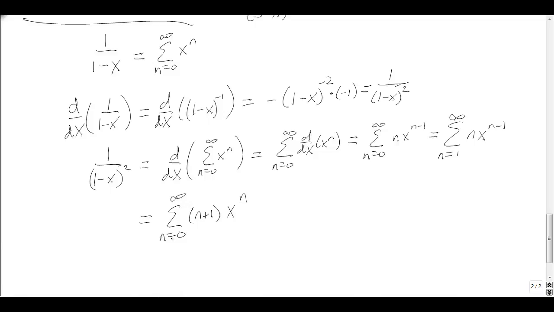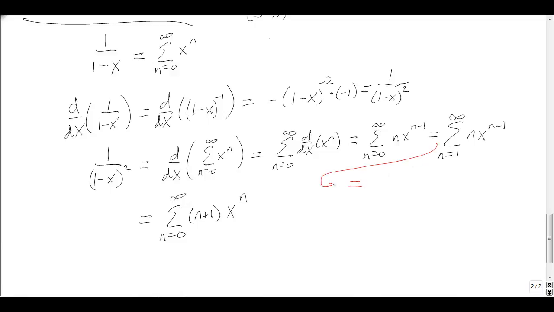So it ends up that what I get is 1 over (1 minus x) squared is the summation n equals 0 to infinity, n plus 1 times x to the n. I should say, if you don't understand this step where I went from n equals 1 to infinity back to 0 to infinity, just write out the first few terms. So this one over here, just do this.